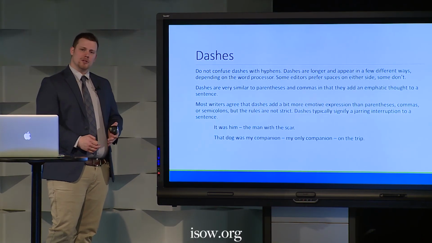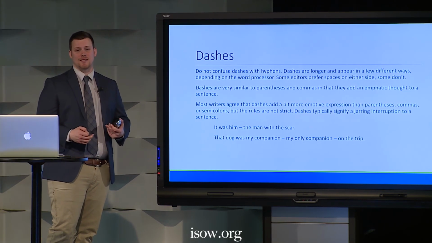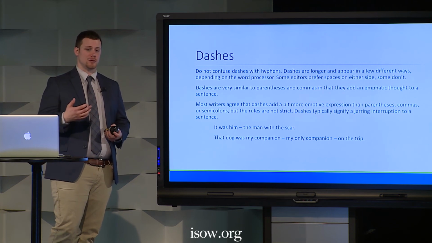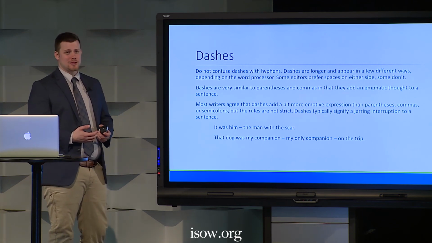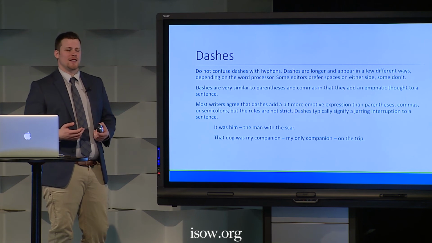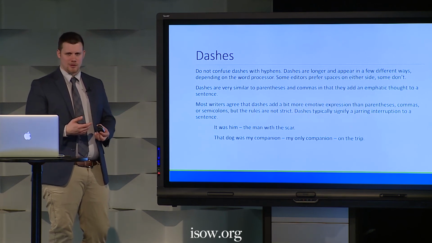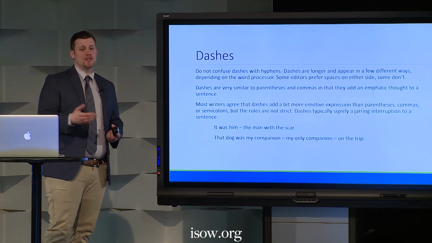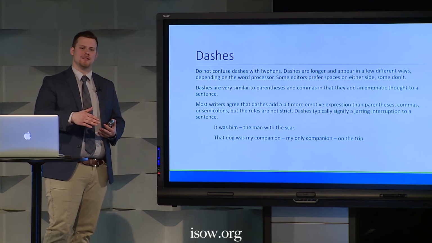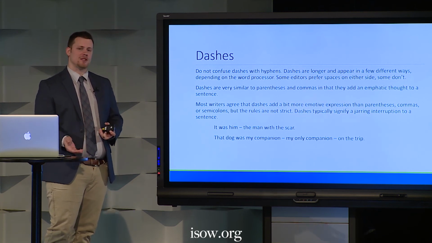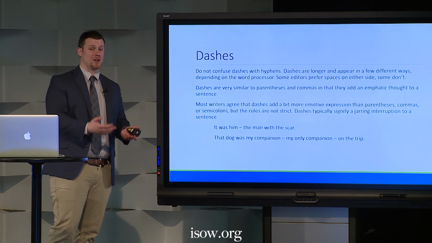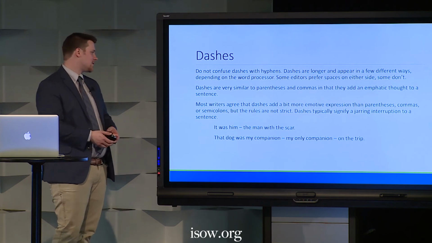They're very similar to parentheses and commas in that they add an emphatic thought into a sentence. Most editors and writers will agree that it's a little bit more emphatic than a comma or parentheses. So parentheses downplays, commas add non-essential information, and a dash adds information that you want to emphasize.